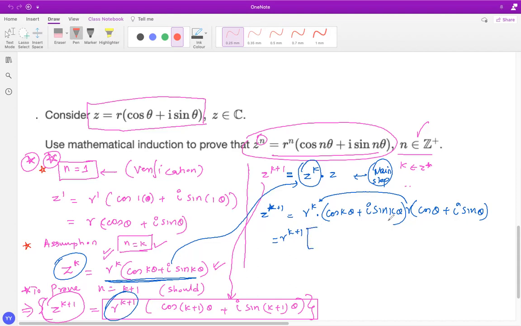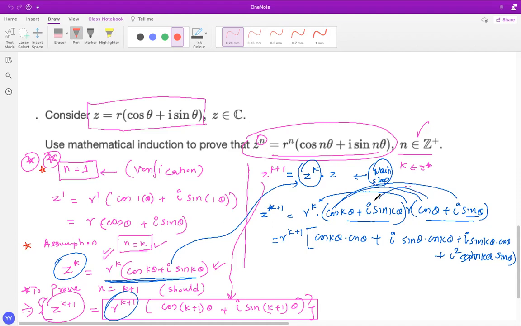So you got to multiply these two brackets. I'm just multiplying cos k theta times cos theta. So cos k theta times cos theta, plus i sine theta times cos k theta, plus i sine k theta times cos theta, plus i square, which is -1, so i square sine k theta times sine theta. So I multiply this with this, this with this, and this with this.